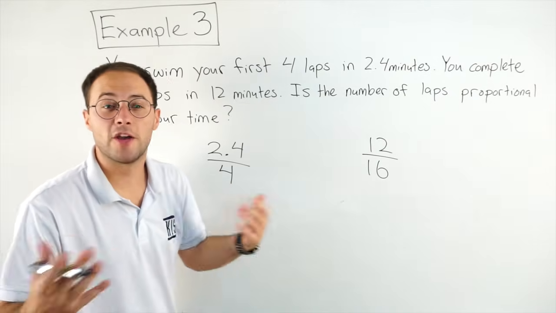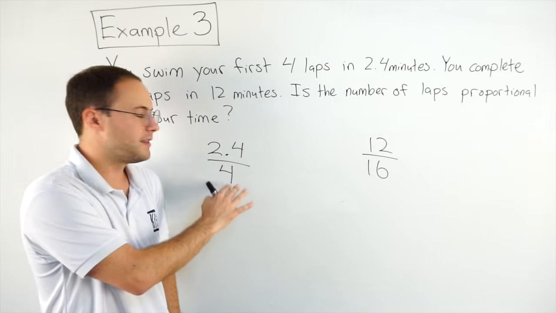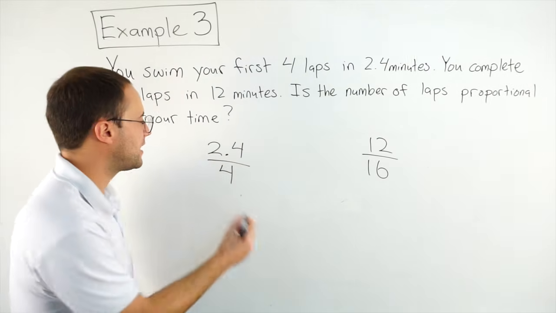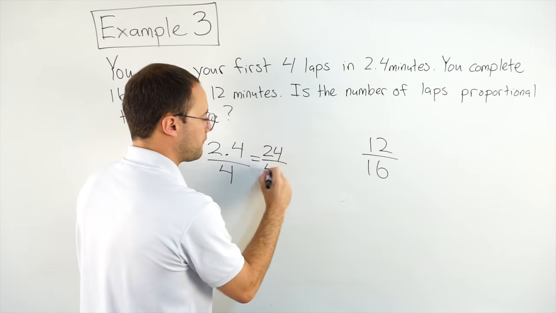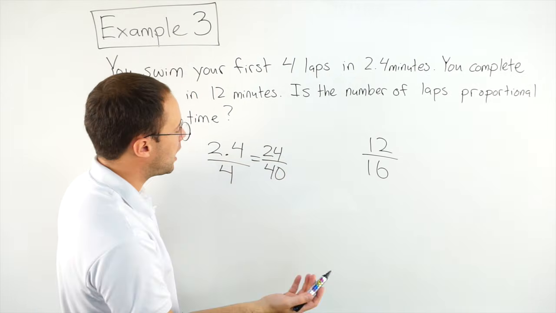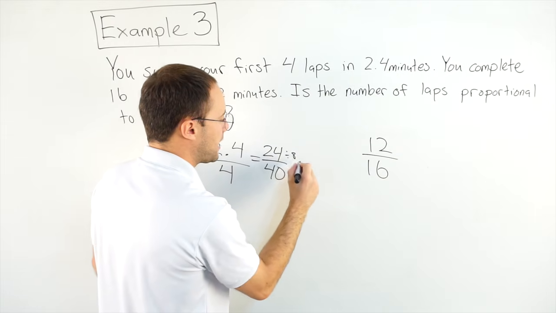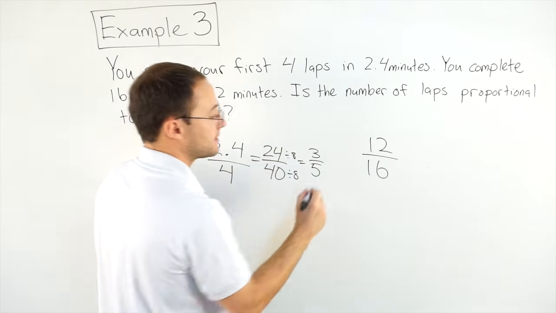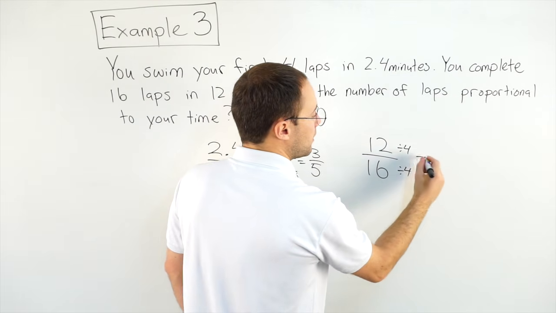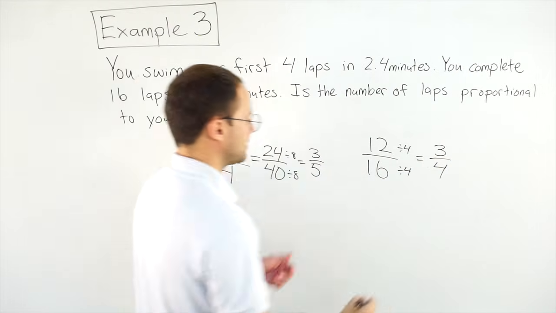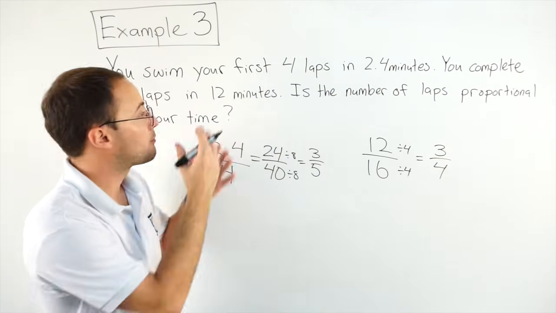Let's try another one. All right, if we want to try another method, we could try simplest form. Well, right here we've got a decimal in the fraction. So let's first get rid of that. So we would times by 10, times 10. So that would become 24 over 40. And then if we simplify, our common factor looks like 8. Divide by 8, divide by 8, and we would get 3/5. If we simplify this, common factor is going to be 4. We would get 3/4. Notice, again, they don't have the same simplest form, so they are not proportional.